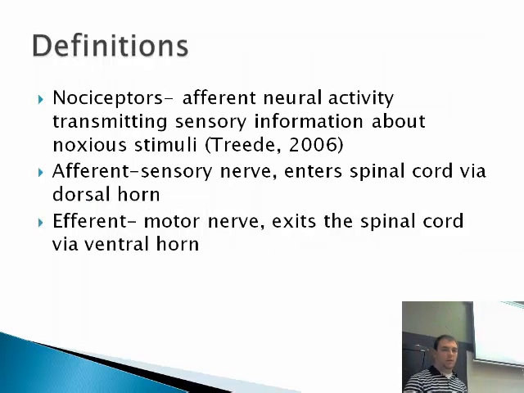Some definitions here as we get started. Nociceptors, however you feel the correct pronunciation is, are afferent neural activity transmitting sensory information about noxious stimuli, from Treddy, 2006. A noxious stimulus might be an injury. It could be a baseball player getting hit with a pitch while up to bat. It could be anything that causes pain.